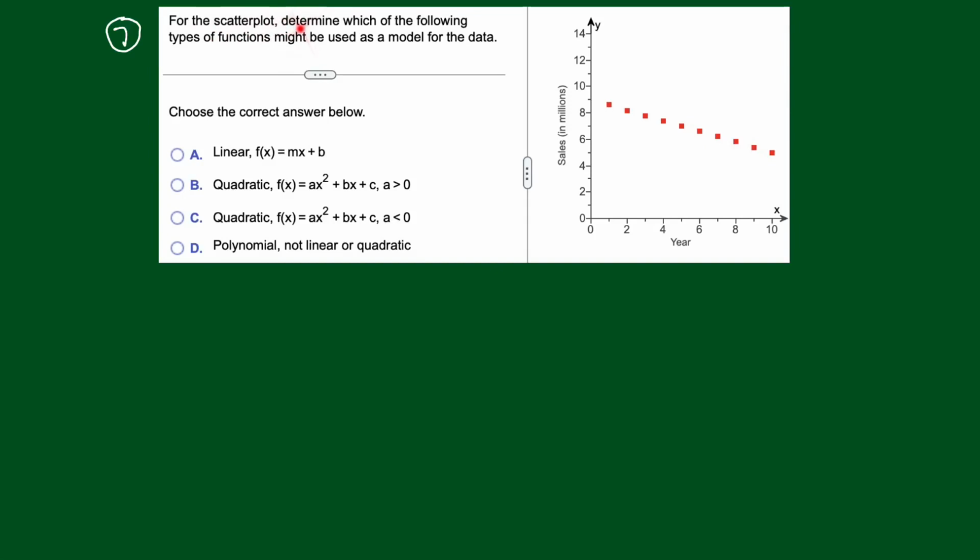Now, for this scatter plot here, which of the following types of functions might be used to model the data? Well, this sure looks like a straight line to me. And it's a straight line that, as I go left to right, falls. So I'm thinking it's a straight line that has negative slope. So let's see what we have over here. First one is linear, mx plus b. Yeah, it's not quadratic. Quadratics look like this. Or like the negative looks like this. Okay, it's polynomial, not linear, quadratic. This sure looks like a straight line to me. I'm going with this one right here.